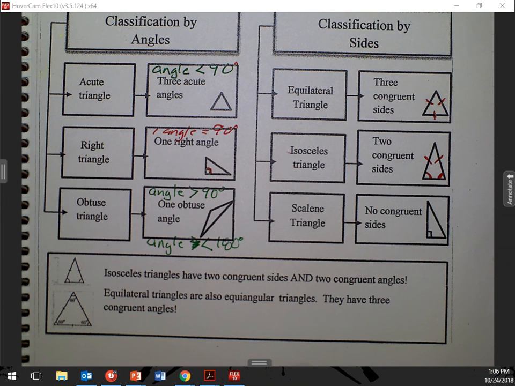Next one says equilateral triangle. That's what I had on the very top one. It is also an equiangular triangle because all 3 angles are going to be congruent. So if all the sides are congruent, all the angles are also congruent. Does that make sense? Okay, are we good? So that's going to be a vocabulary word that you're going to have popping up here soon.